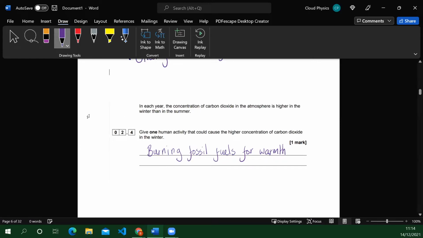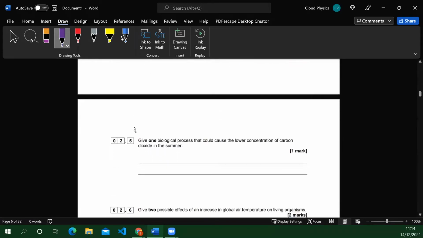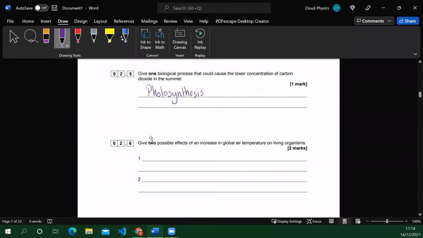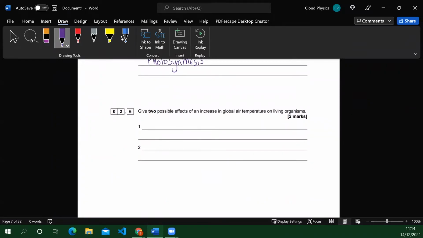Okay, there's only 1 mark. Give one biological process that could cause a lower concentration of carbon dioxide in the summer. So yeah, this always falls during the summer because there are more plants and it's photosynthesis. Think about the plants photosynthesizing more in the summer because they've got more leaves, and they're all more active, and that actually decreases the carbon dioxide.